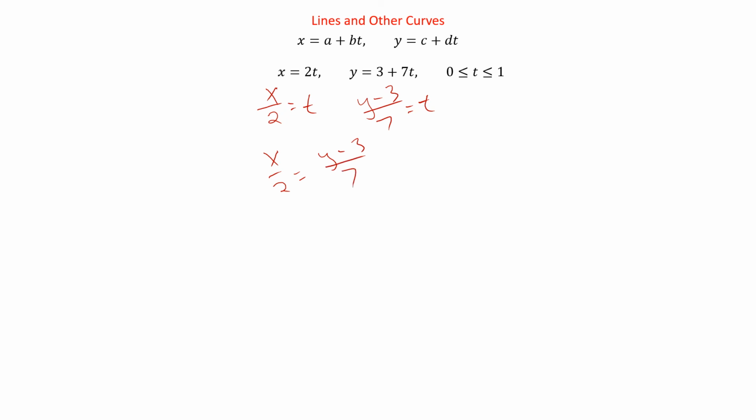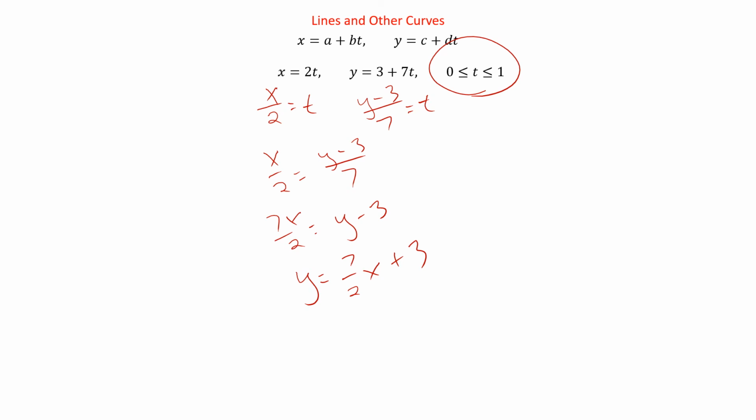Well, our lines, we like to have y equals, so let's get y equals. Let's multiply by 7. So we have 7x over 2 equals y minus 3. Add 3. y equals 7 halves x plus 3. That's an equation of a line. However, we have a domain restriction on t. This effectively makes it a line segment. So you can draw a line segment because it only goes from when t equals 0 to t equals 1.